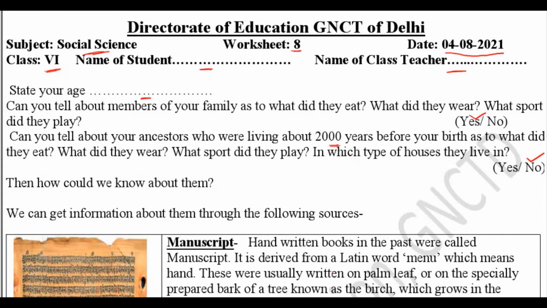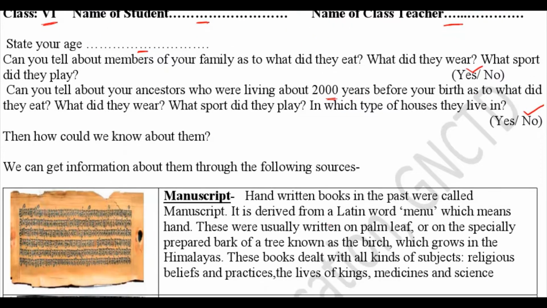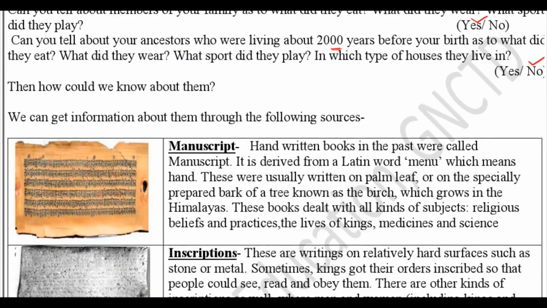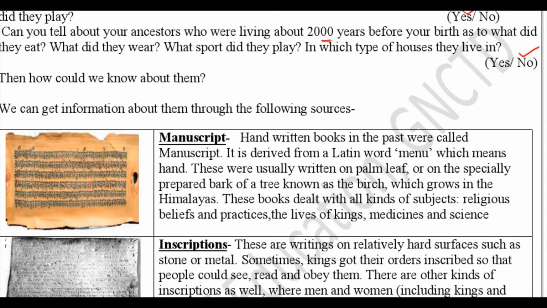So one of them you see here is manuscript. So what is manuscript? Let us start reading this. Handwritten books in the past were called manuscript. You must have read books of your school, or your newspapers, they all were written or typed. But here there are books which are handwritten, that means they are written by own hands. Now see, it is derived from a Latin word, manu.